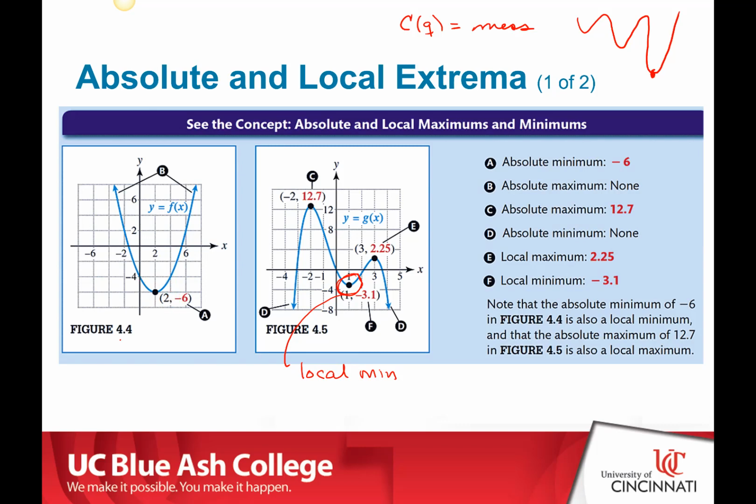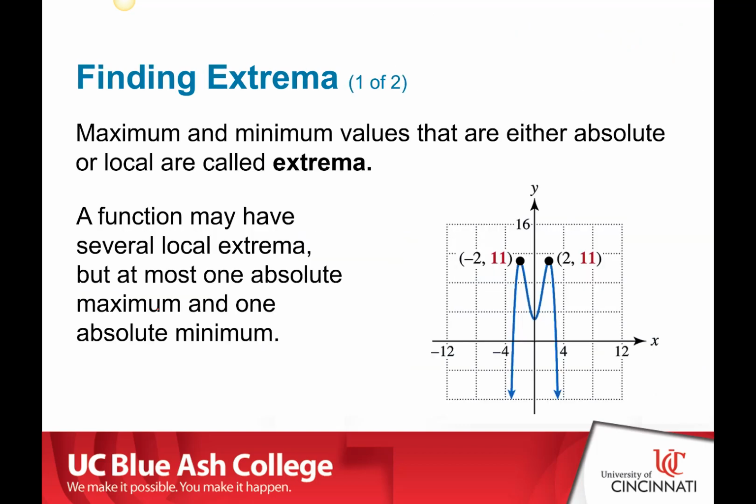However, in the first one, the polynomial, does it have a global minimum? Does it have an absolute lowest point on it? Yep. It's right here. Make sense? Okay. A function can have several different maxes or mins. In this particular one, it has two maxima. They're both at the same height, aren't they? So the absolute maximum on this is 11.